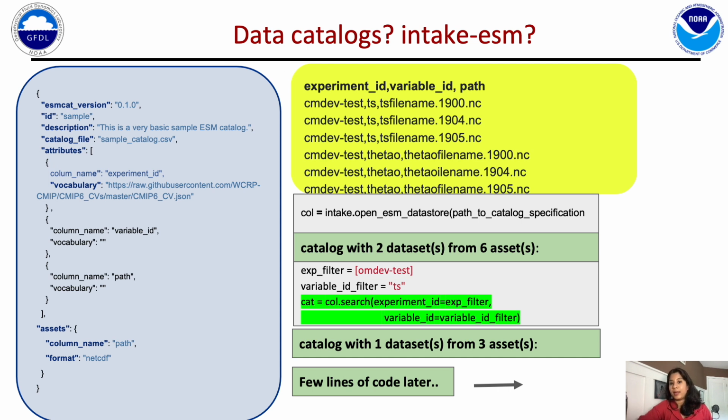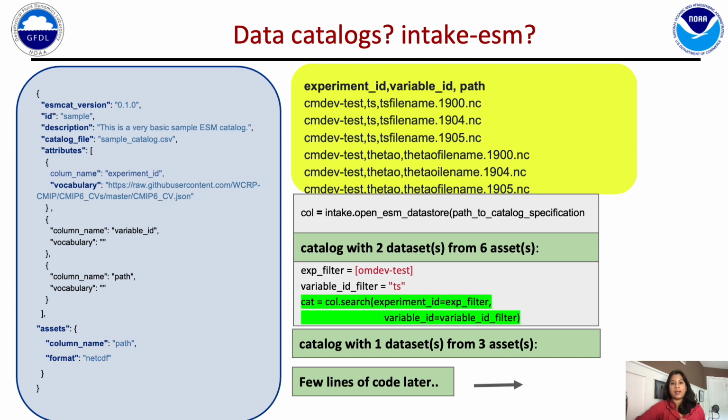So now looking at the yellow box, that's the catalog file, in the sense that the column names that you have in the catalog specification file actually have values in your catalog file. Experiment ID has values, and there are two different variable IDs specified in the catalog, and the absolute path to each of the files.